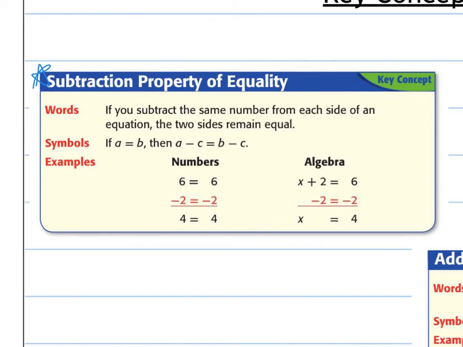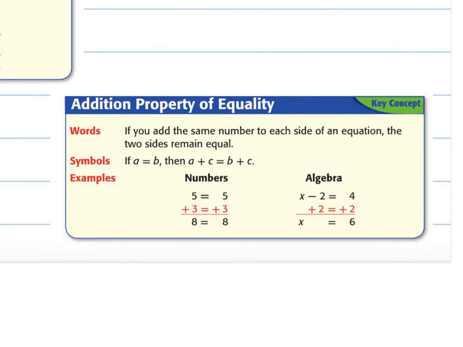So if A equals B, then you could take A minus C and B minus C, and it would still be the same. We can show that here: if we have 6 equals 6, and we subtract 2 from both sides, it still remains equal. 4 still equals 4. With algebra, this is what we're using right now to solve. If we have x plus 2 equals 6, subtracting 2 from both sides still gets us the same thing. The equation is still equal. So have that written down.